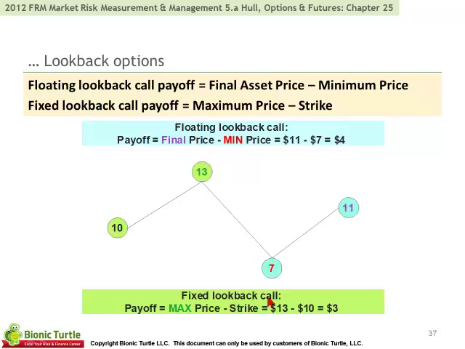The other variation here is a fixed look-back call. That uses the maximum price during the path, that's the opportunistic portion, minus a fixed strike. So you see the difference here. The floating look-back call does not have a strike price. The fixed look-back, per the name, does. So what would happen in our case? The fixed look-back call would look back, find the maximum price of 13 and subtract the strike. I'm just going to assume the strike was set at the beginning at 10. So in that case, we'd have a payoff of 3.